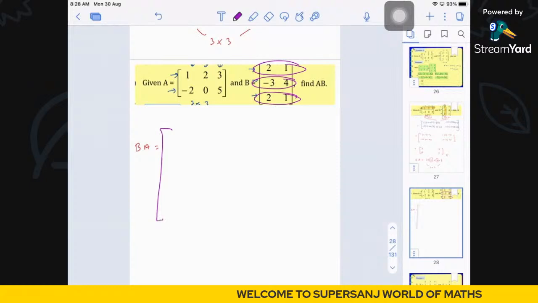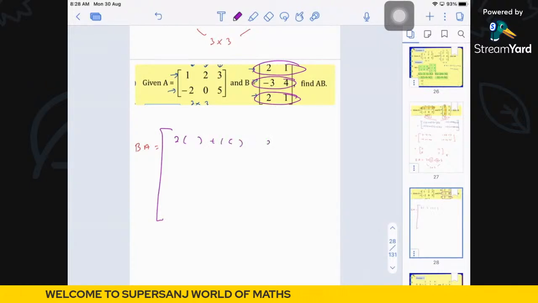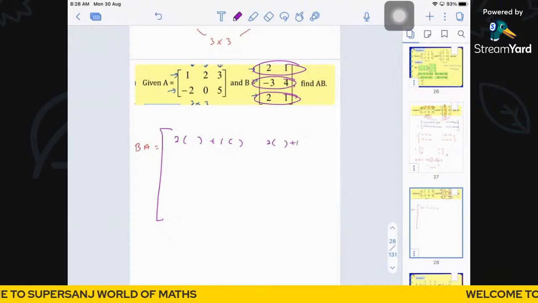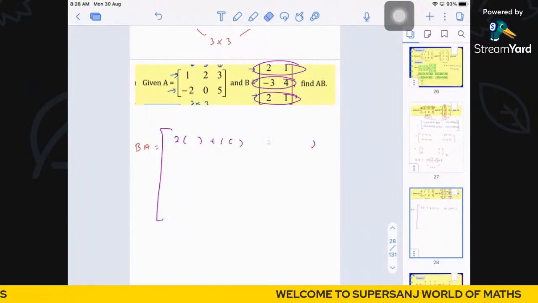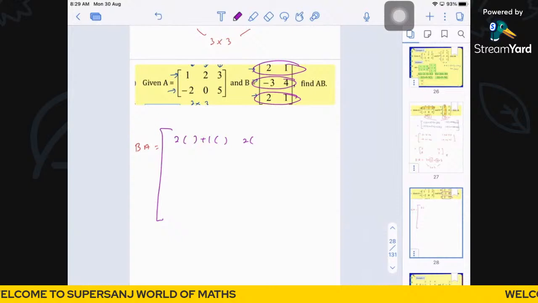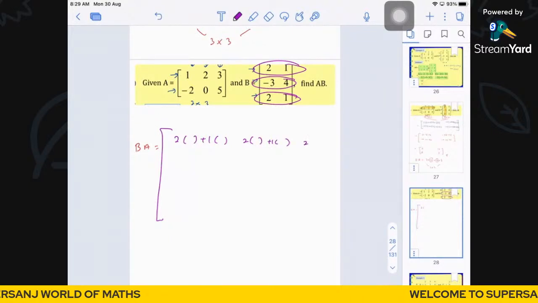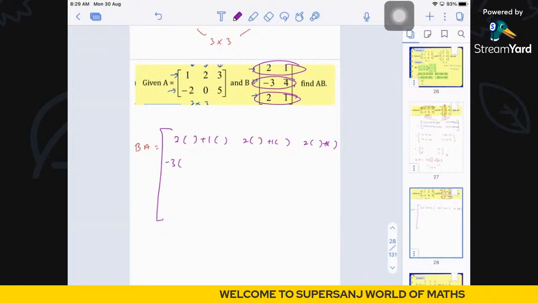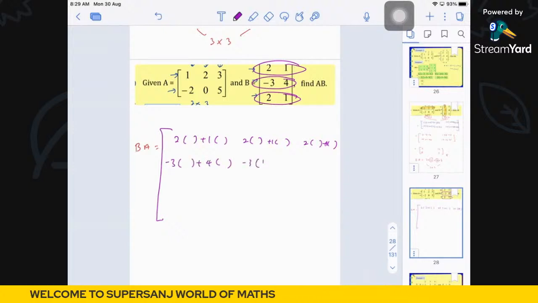Got 3 columns. So you have to ready 3 times. If I write down big like this, not enough space. Plus 1 bracket, 2 bracket plus 1 bracket, 2 bracket plus 1 bracket. Then negative 3 bracket plus 4 bracket, negative 3 bracket plus 4 bracket, then negative 3 bracket plus 4 bracket.